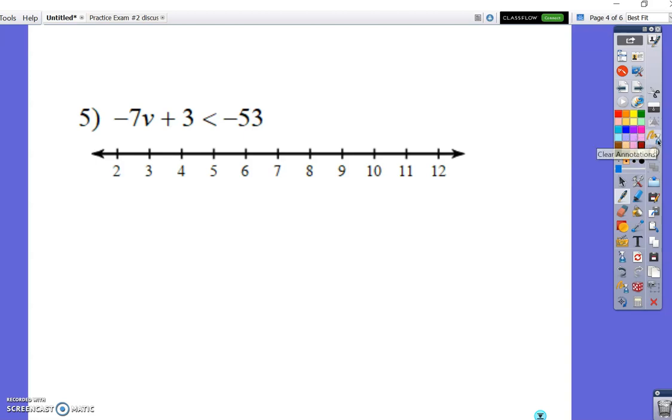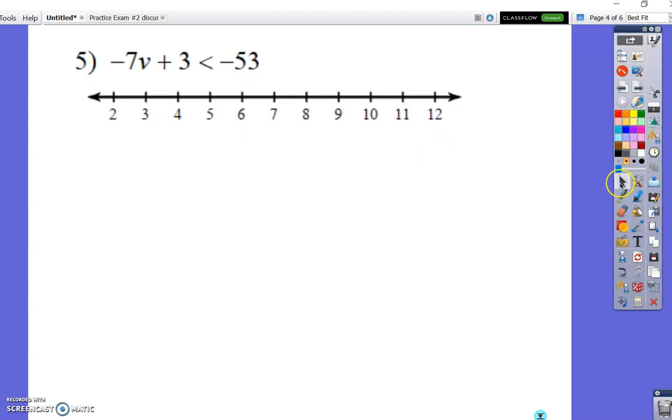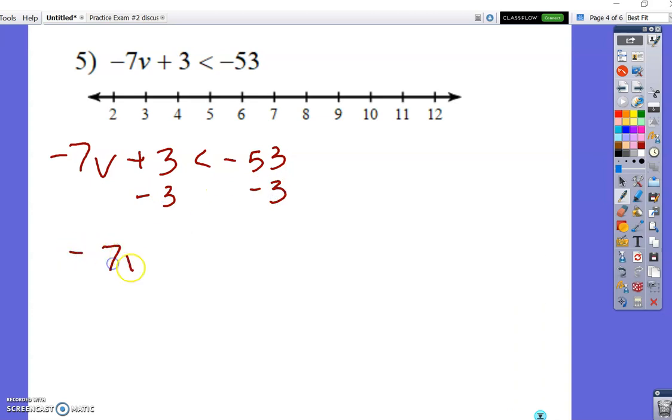So number 5, this one's a bit more complicated. Now, I know it looks the same, and it really does, except for this weird thing that I'll explain as we go. The first thing I'm going to do is rewrite it down here: negative 7v plus 3 is less than negative 53. I'm going to go ahead and subtract the 3 from both sides, and I'll get negative 7v is less than negative 56. So far so good. I'm going to then go ahead and divide by negative 7, and so v and 8 are my answers.